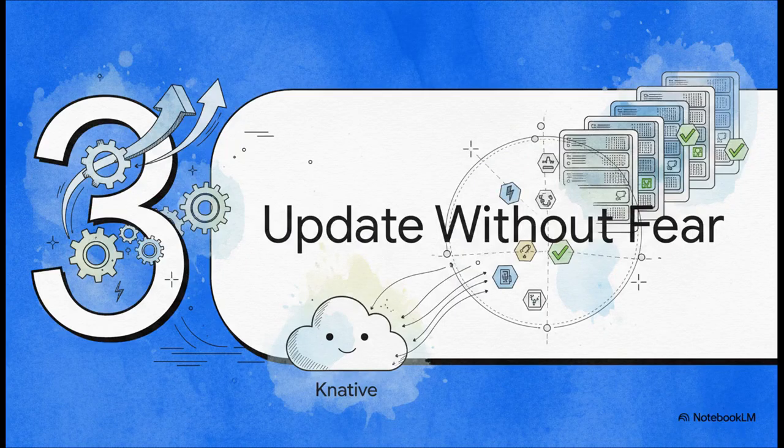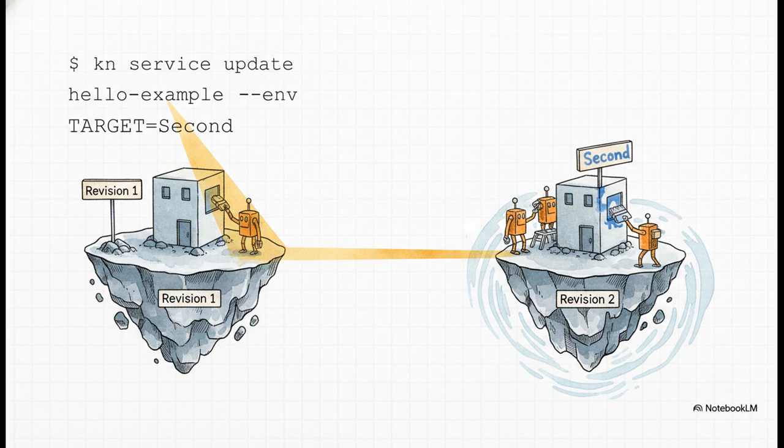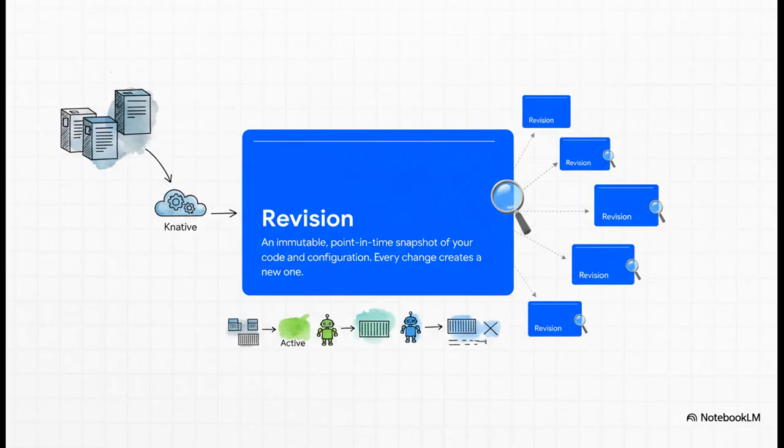Okay, deploying something for the first time is cool, but what about updating it? This is where things usually get a little scary, right? How do you roll out a new version of your code without breaking everything? Let's see how Knative handles that. Looks familiar, doesn't it? Just like before, it's a simple, single command. We're just telling Knative to update our hello example service and change that target variable to second. But underneath the surface, something really, really smart is happening. And this brings us to a super important concept, the revision.